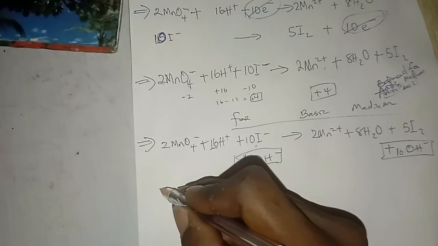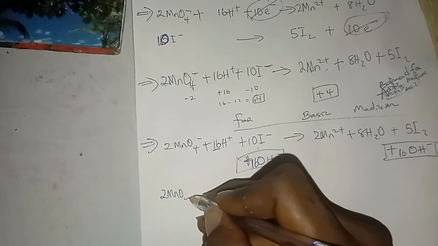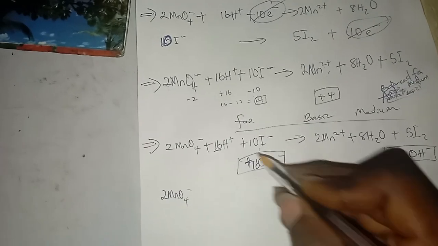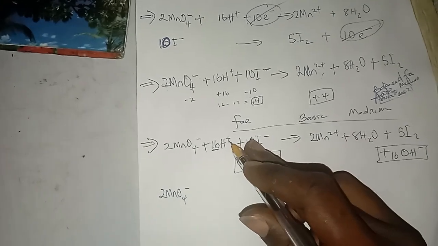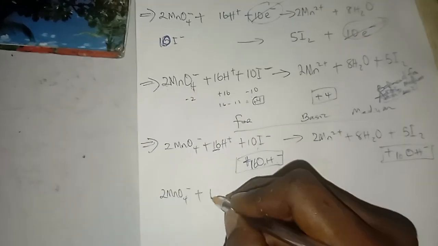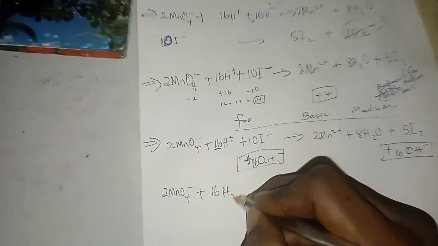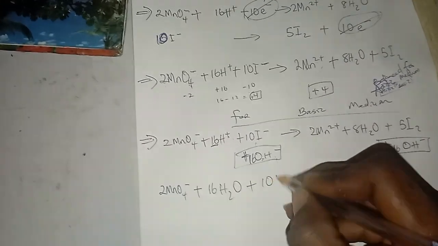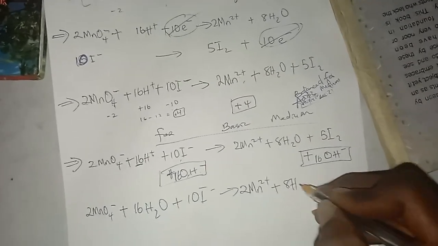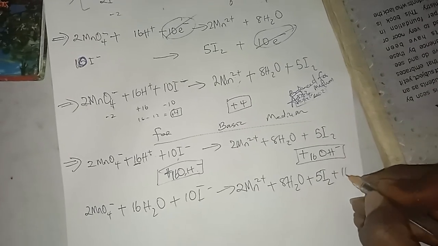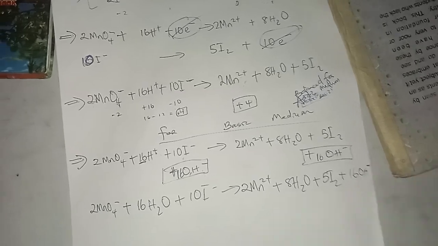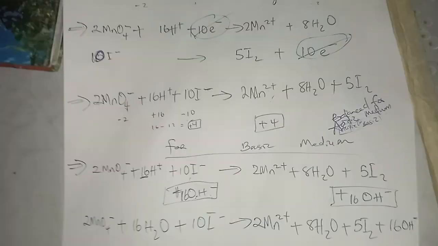So by the time you do it, you see that this will now give you 2MnO4 minus plus 16 OH minus, and OH minus when added to H plus will give you what? H2O. So it's going to be 16H2O plus 10 iodine. And this is now 2Mn2 plus 8H2O plus 5 iodine plus 16 OH minus. So this is the balanced equation.